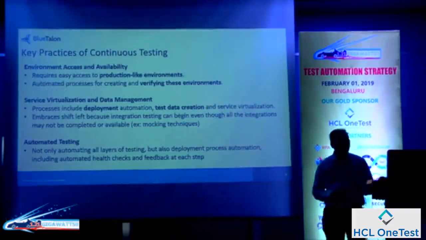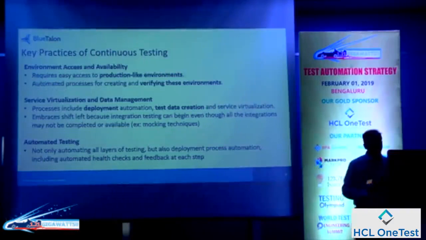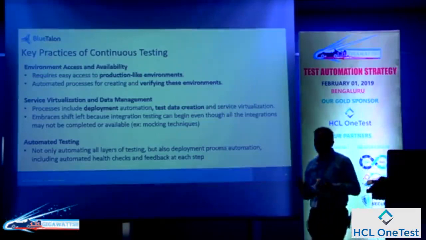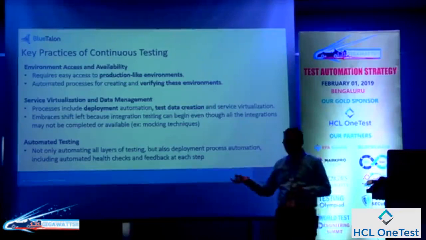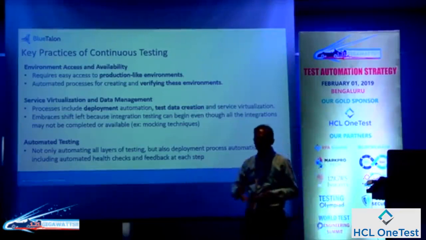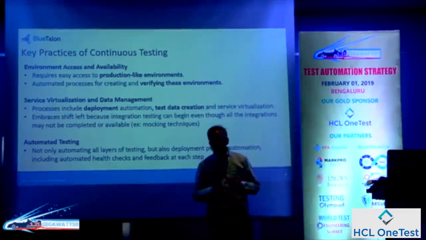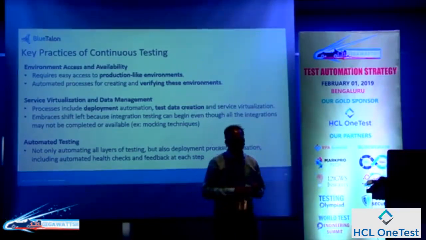So some of the key practices: environment access and availability. You should always have a production-like environment. Somebody talked about, I think Ashish talked about, the test data tools that we have. I worked on a product called test data management. So you have your production data. You cannot use that production data straight in your QA environment because it has sensitive information and a huge amount of data that you cannot use all of in your test environments.